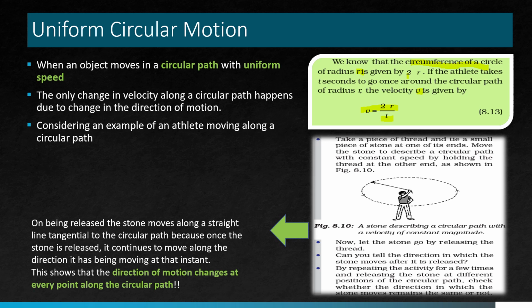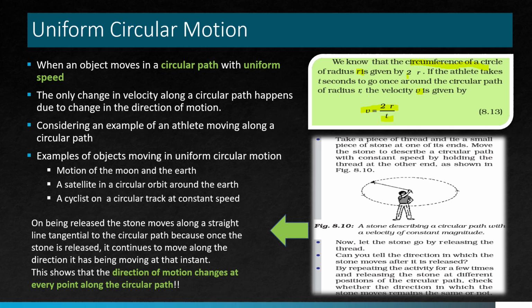Now, if you do this activity, you will find that whenever you release the stone, at whatever point you release it, the stone moves along a tangent to the circular path. Because once the stone is released, it continues to move along the direction it has been moving at that instant. Now, this shows that the direction of motion changes at every point along the circular path, as we were discussing in the example of the field.